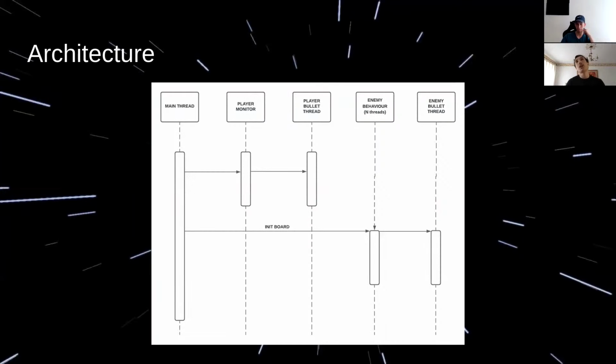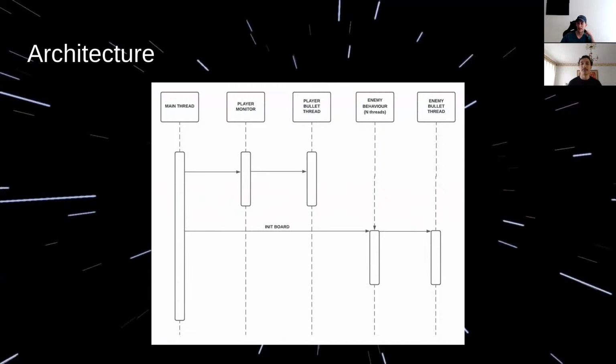Here we're talking about threads. So we have 5 different threads: the main thread, the player monitor, the player bullet thread, the enemy behavior, and the enemy bullet thread. So first off, when the game starts, we get a main thread. There, we make an instance of the player monitor, and the player monitor can create many instances of the bullets. Also, in the main thread, we create many enemies, and the enemies can create many bullets.